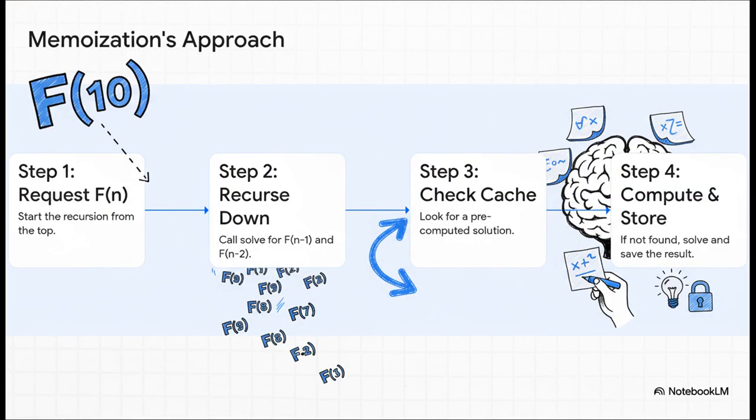So, memoization attacks it from the top. You ask it for, say, Fibonacci of 10. It immediately tries to calculate 9 and 8, and so on all the way down. But as it comes back up the chain, it leaves these little breadcrumbs, these sticky notes in its cache. Hey, the answer to f of 3 is 2. That way, it never ever has to solve the same problem twice.